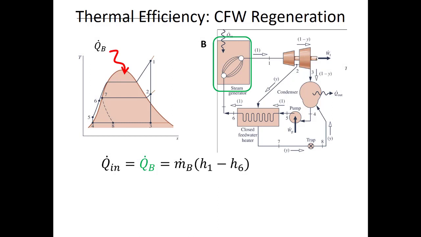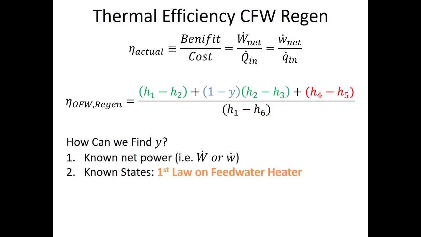It's already included. So here, this is just going to be the total mass flow rate times H1 minus H6, or if I'm looking for little q dot, this is going to be H1 minus H6. Now I can take little w dot divided by little q dot, and I can get an expression for the thermal efficiency for a regenerator. This again should say with a closed feedwater heater.